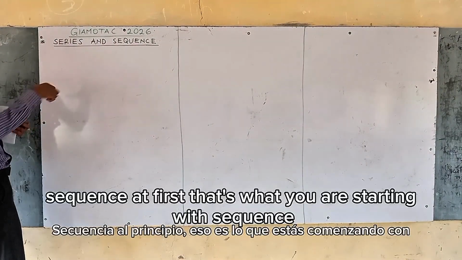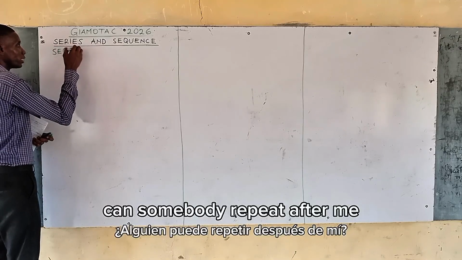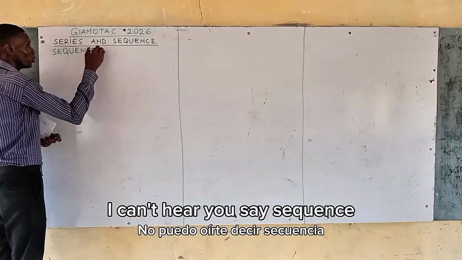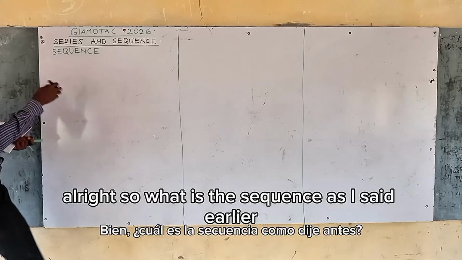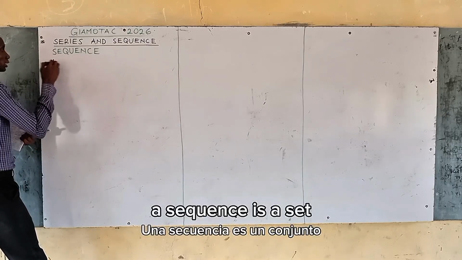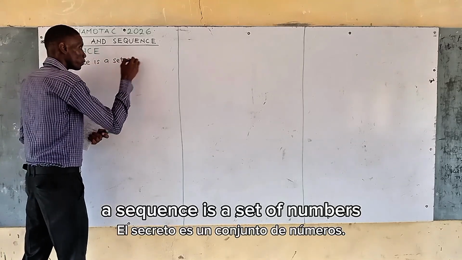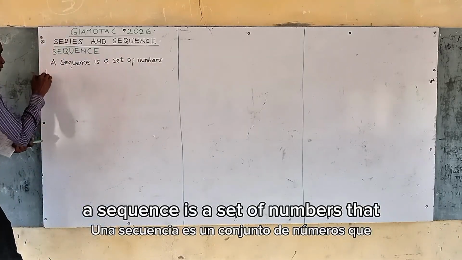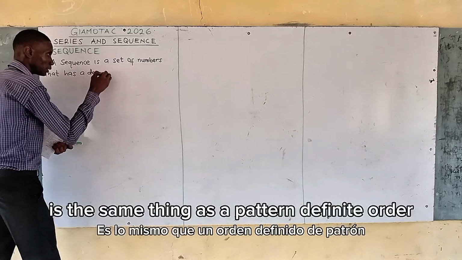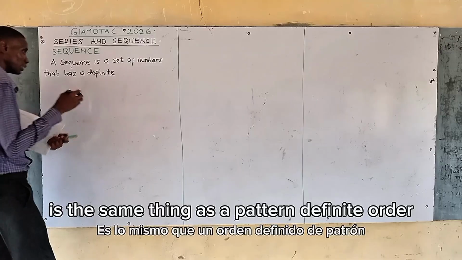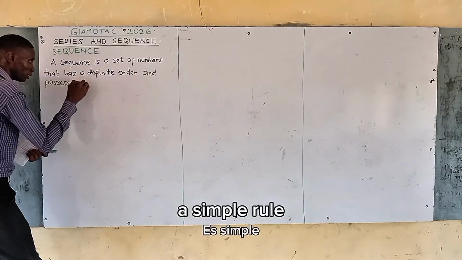Alright, sequence at first. That's what we are starting with. Sequence. Can somebody repeat after me? Say sequence. Alright, so what is a sequence? As I said earlier, a sequence is a set of numbers that has a definite order. It's the same thing as a pattern, definite order, and possesses a simple rule.